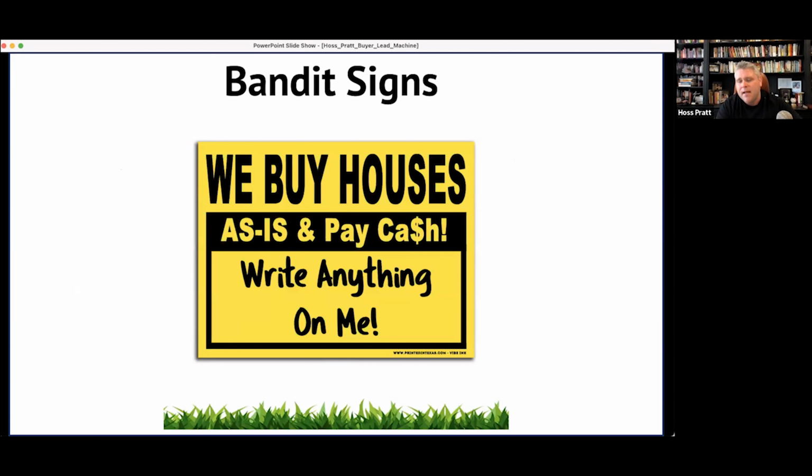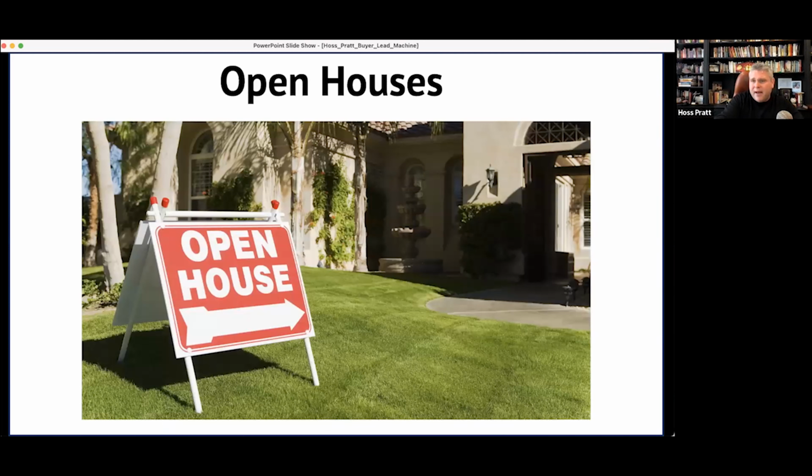Bandit signs work great when they're run as a system. You can't just put out one sign and expect to get results. You know why people have bandit signs out in your neighborhoods, in your communities? For 50 years they've had signs on street corners because they work. But it only works if you're consistent, and it only works if we have a call to action and we're consistent at it. And it's the same thing with open houses.